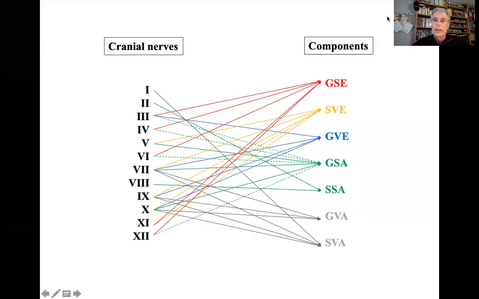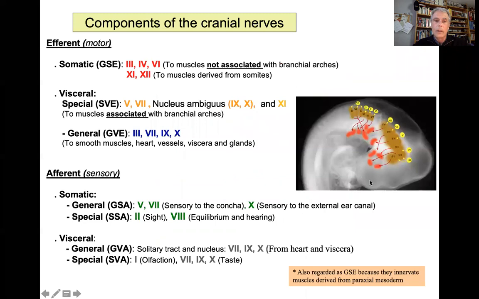First, components. As you see here, there are many components. And it's a bit of a mess because some cranial nerves share many components. But for a better understanding, we'll divide them into efferent or motor and afferent or sensory. Well, the efferent component could be somatic or visceral.